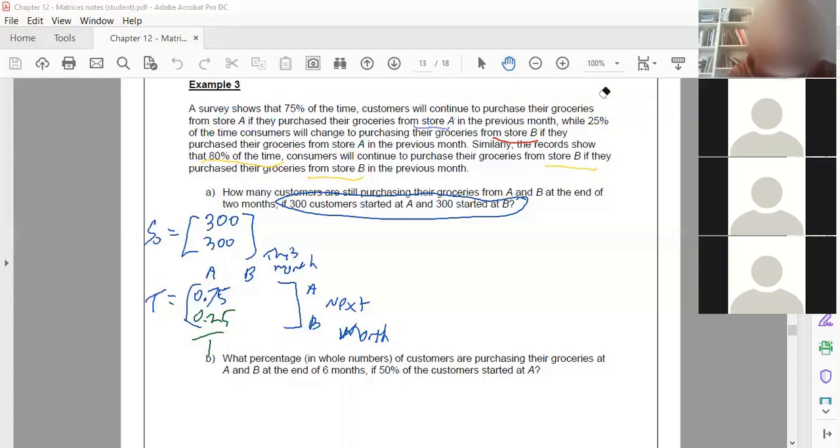The other part says, similarly, the records show 80% of the time they will continue to purchase from store B if they purchase it from store B. So store B this month, store B next month, 80%. Which means over here I must have 0.2 even without reading it, because again it has to add up to 1. So we've done our transition matrix. Any questions there?